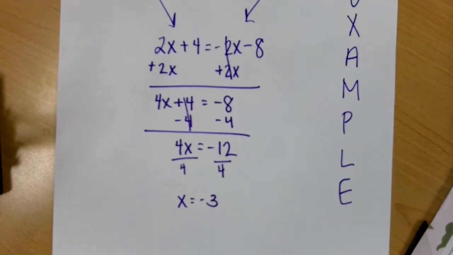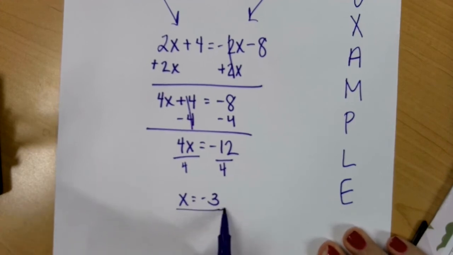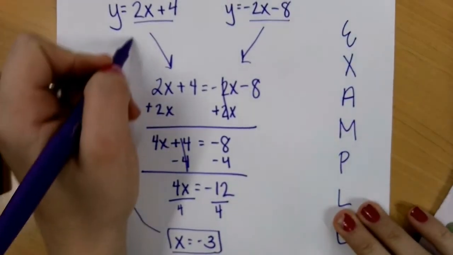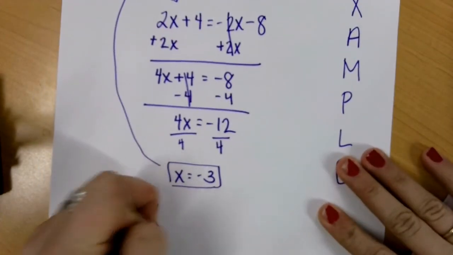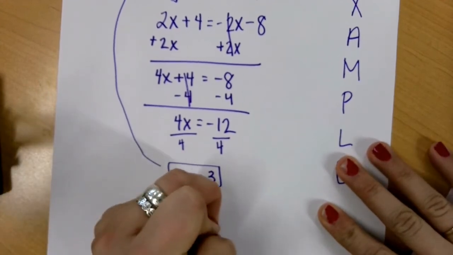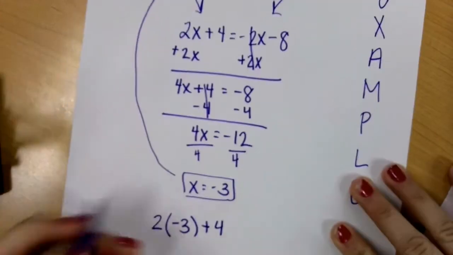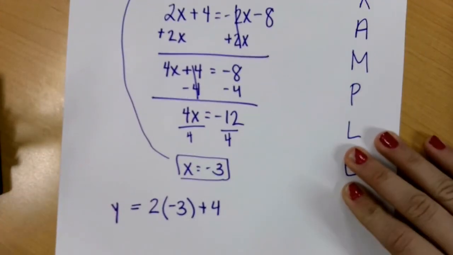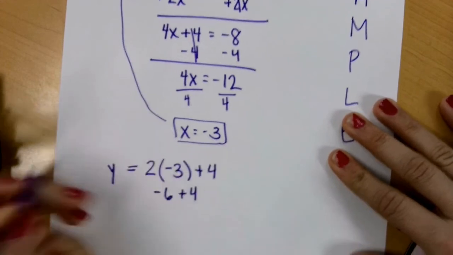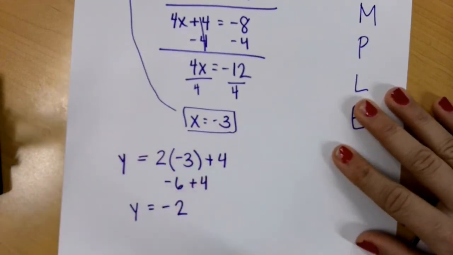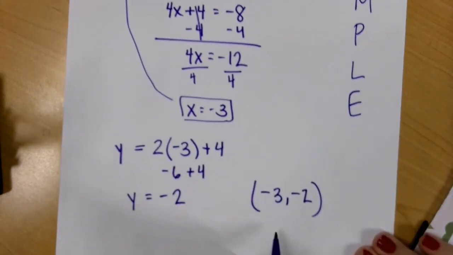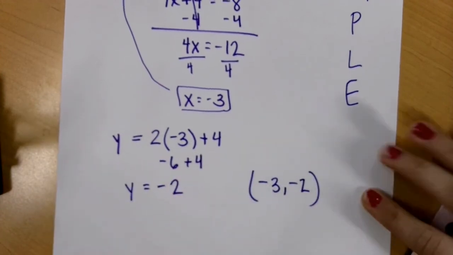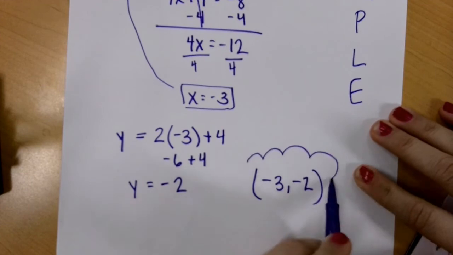Okay, so again, though, when I'm solving a system, I need an ordered pair. But since I have my x equals negative 3 here, I can just take that and plug it back in to the original equation for x. So I can do 2 times negative 3 plus 4, because that was my original equation that equals y. So 2 times negative 3, negative 6, plus 4, y equals negative 2. So my ordered pair is negative 3, negative 2. So this means that my graph crosses at one specific point, and this is that point where it crosses.